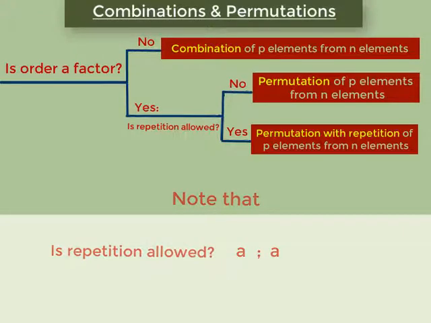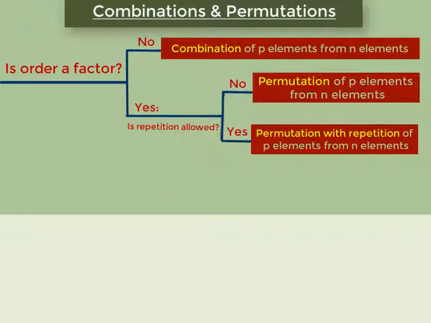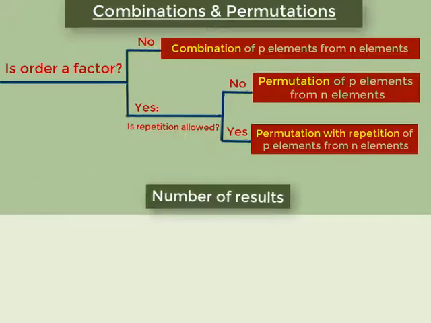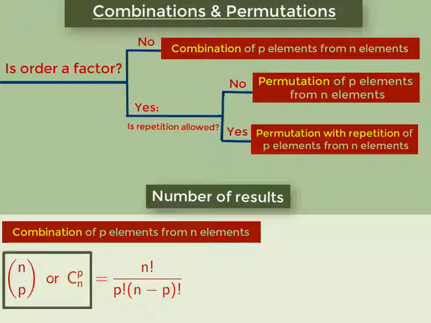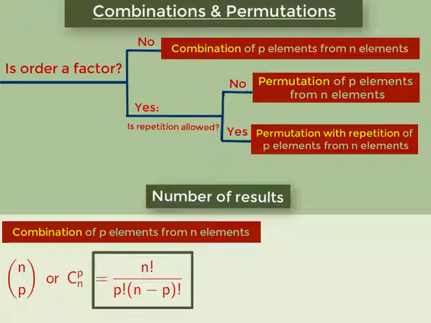In each one of the previous cases, let's talk about the number of possible results. In case of a combination of p elements from n elements, here is the symbol and the formula.